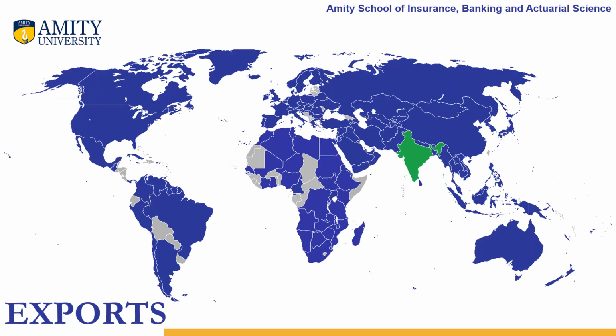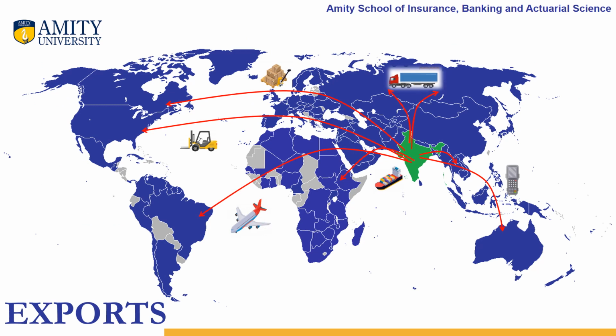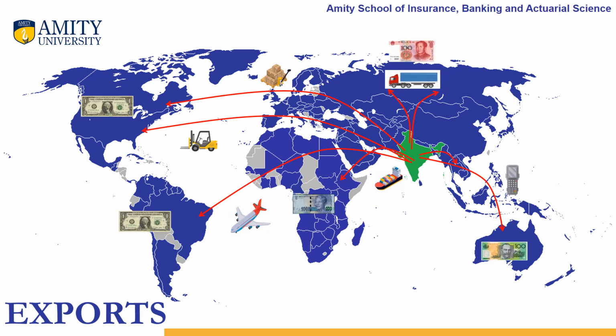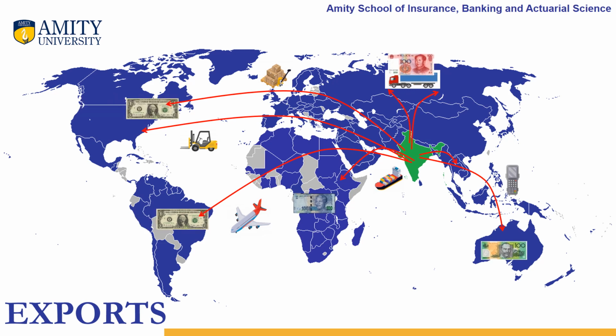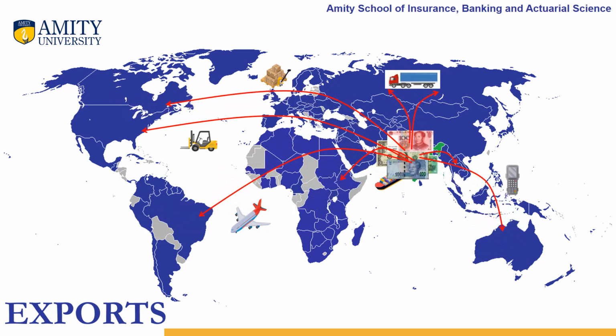We export different goods and services to foreign nations. For example, maybe commodity A we are exporting to America, commodity B we are exporting to Australia, commodity C we are exporting to Russia, and so on. For exporting these goods and services, we are receiving foreign exchange from these countries. So goods we are exporting are moving outside of the nation, whereas the foreign currency is coming to our nation.